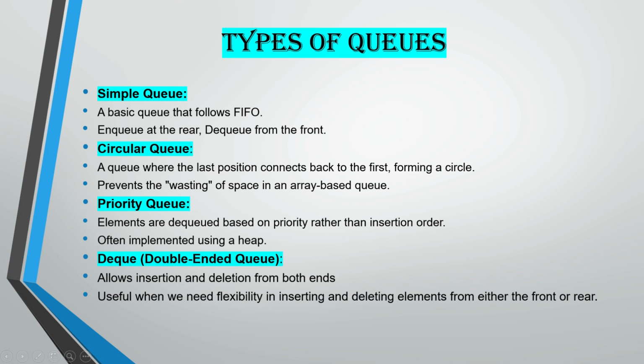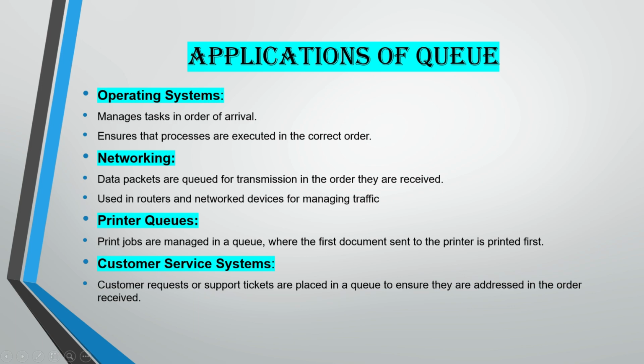The priority queue arranges elements based on priority, not just the order they were added. Elements with higher priority are dequeued first, and these queues are often implemented using data structures like heaps. Finally, the deque, or double-ended queue, allows insertion and deletion from both the front and the rear, providing greater flexibility for certain applications. Each of these queues has unique characteristics and use cases, making them valuable for different scenarios in programming.